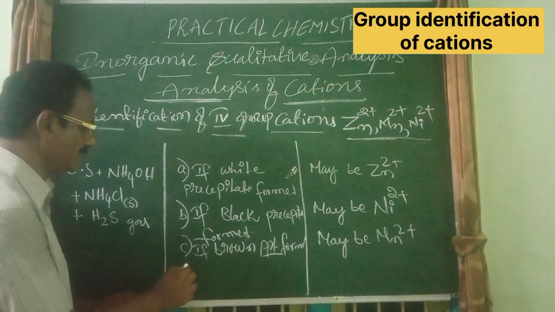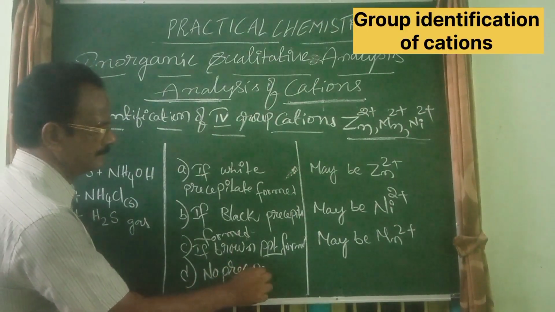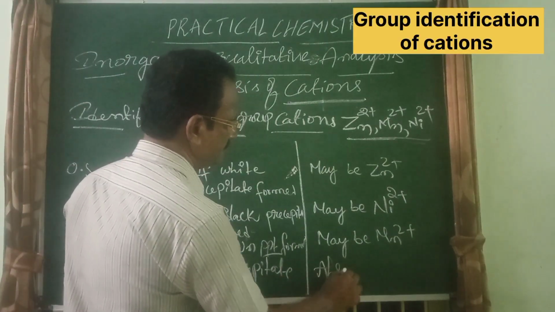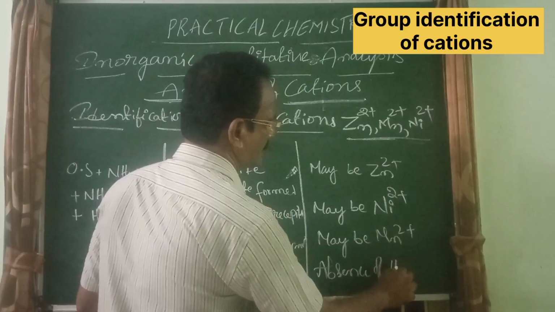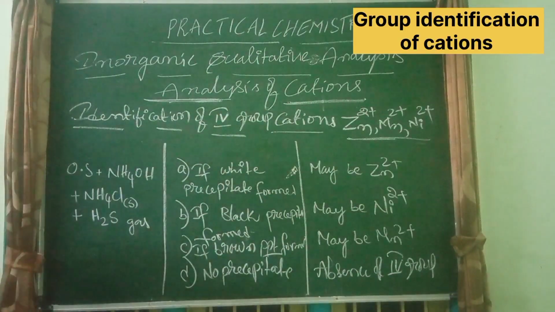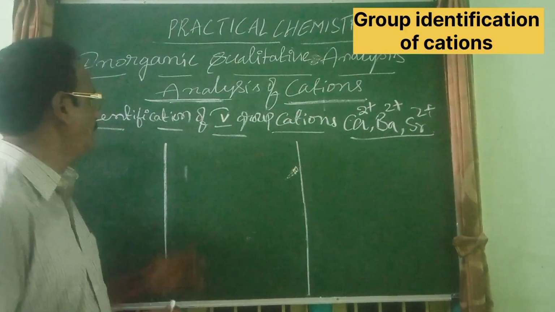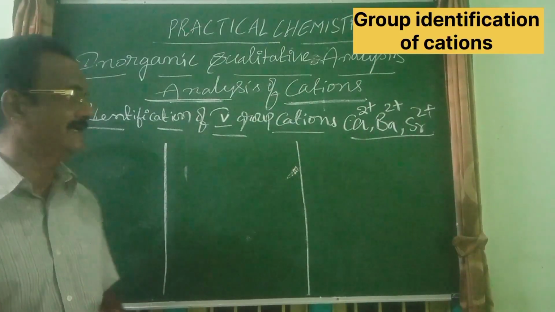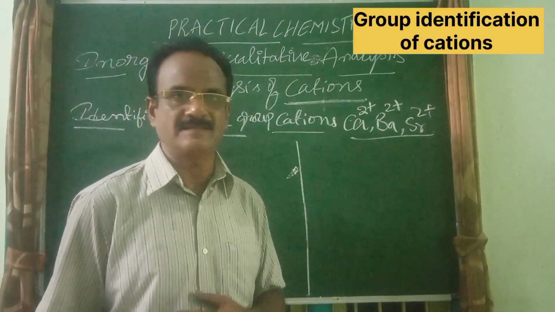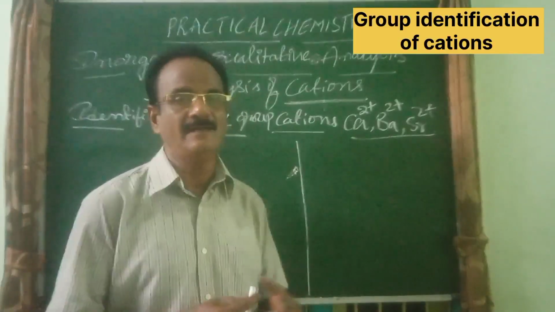Okay, if there is no precipitate, absence of fourth group cations. If there are no fourth group cations in the given salt, one has to go for identification of fifth group cations, that is Ca2+, Ba2+, Sr2+. Ca2+ and Ba2+ are the most common cations given in the laboratories.